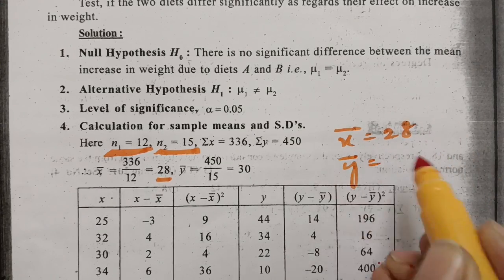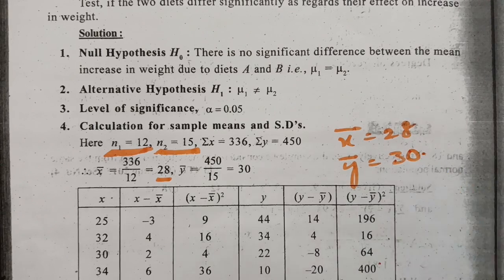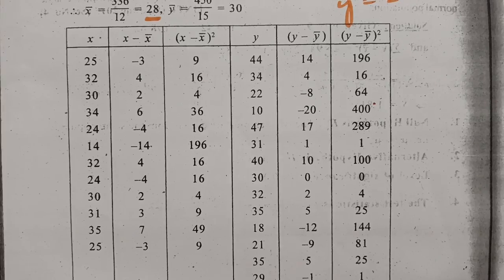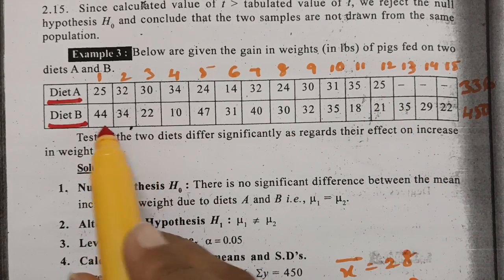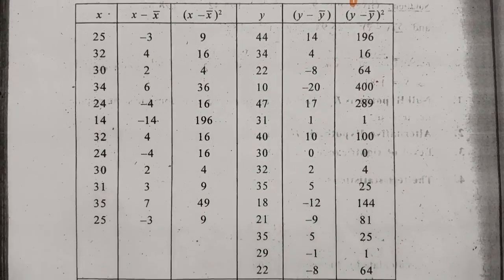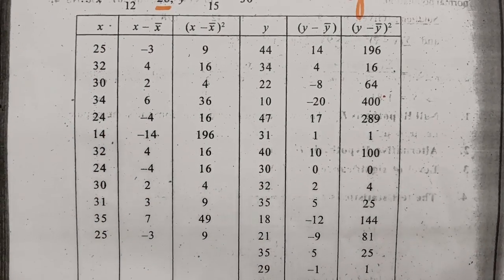And what is y bar? This is 450 by 15. The value here is 30. Clear? Next we have to find out the standard deviation. These are all the x values, that is diet A, from 25 till 25. And next, diet B, from 44 till 22. From 44 till 22 is diet B, and from 25 to 25 is from the question.